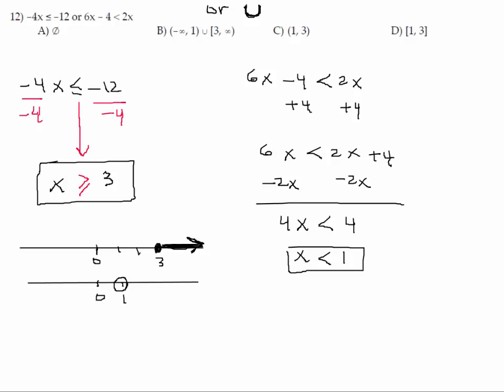Now union means you have to include both of these two sets. So if I write this in interval notation, this would be bracket 3 comma infinity. This one would be from negative infinity all the way to 1, and I'm using a parenthesis if 1 is not included. It looks like this is the choice here that I have to match. Any question on that?